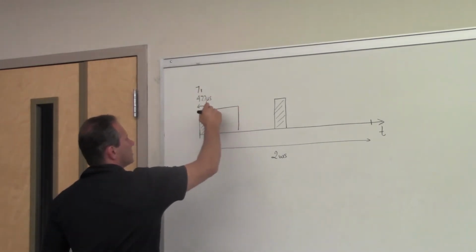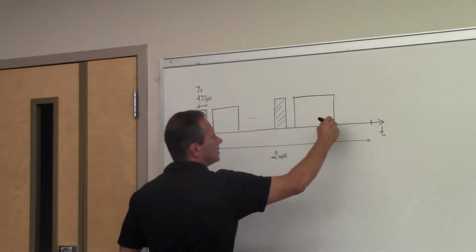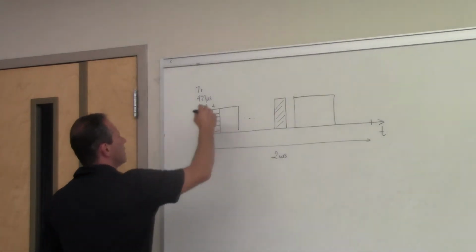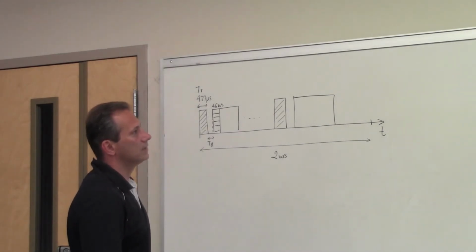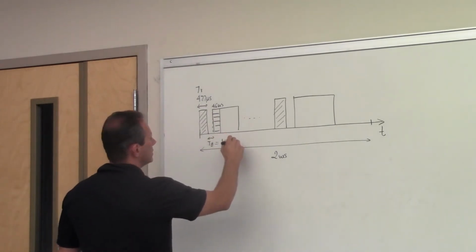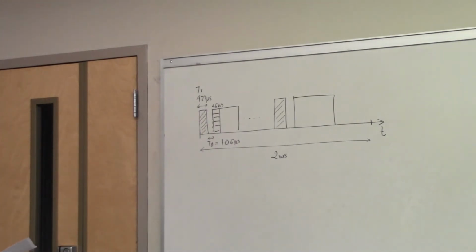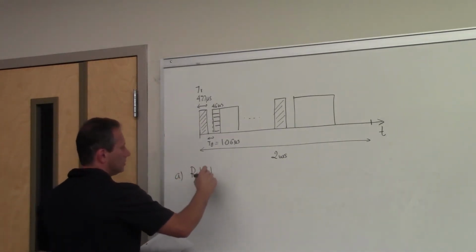And then there are all of these bursts that are allocated to individual transmissions. Each burst has its own preamble that is 4.63 microseconds, and then the rest of it is dedicated to the data. The length of the guard time is 1.06 microseconds. The question here: determine the rate to individual user.